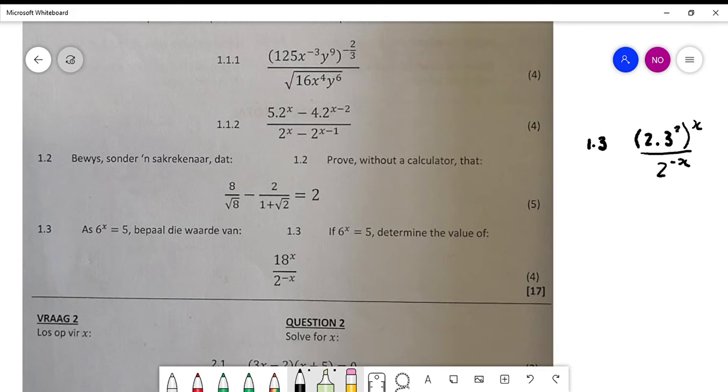So then I have 2 to the power x times 3 to the power 2x over 2 to the power of negative x. And this can be simplified to 2 to the 2x times 3 to the 2x. Now, because the exponents are the same, then you are allowed to put those two together.